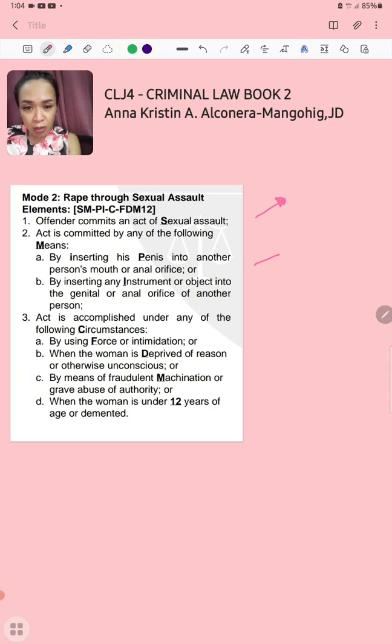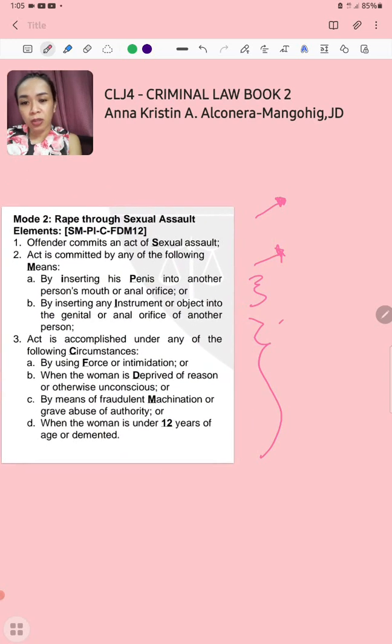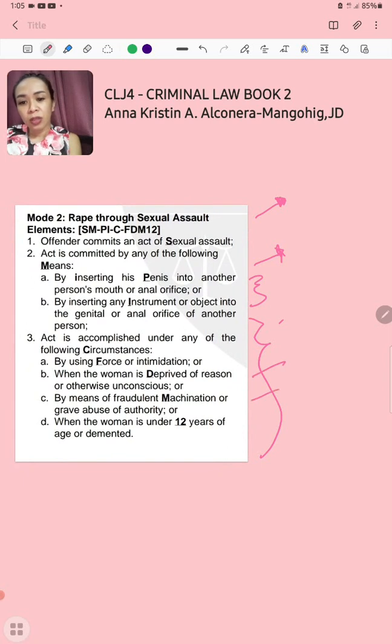or inserting any instrument or object into the genital or anal orifice of another person. So, hindi din necessary na yung ari ang ipasok doon sa genital or sa anus. Pwedeng yung paggamit ng ibang bagay other than the sex organ ng tao dun sa organs mentioned here, places mentioned here. Okay, so the acts are done through force, dyan pa rin, no? Yung force, intimidation, deprived of reason, machination, and if it is under 12 years of age.